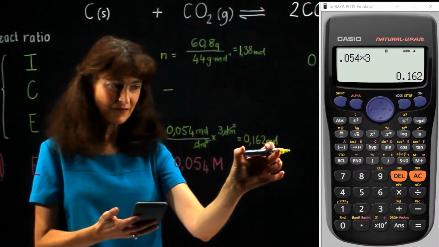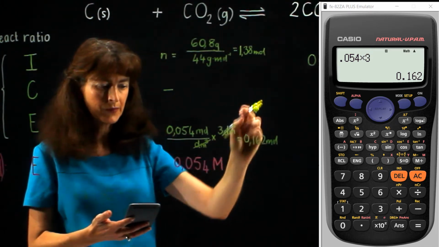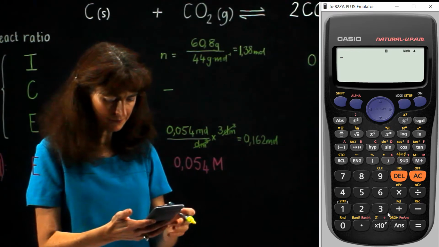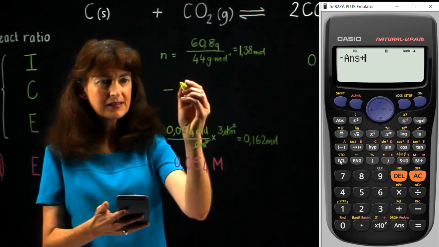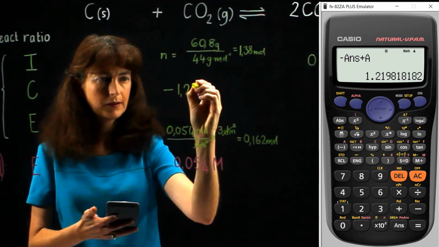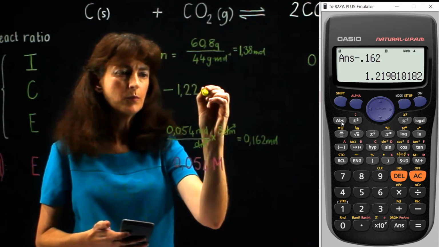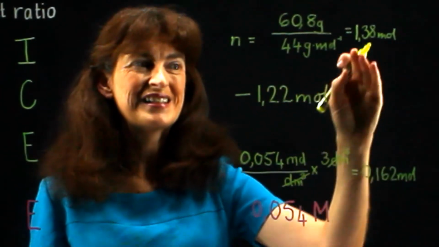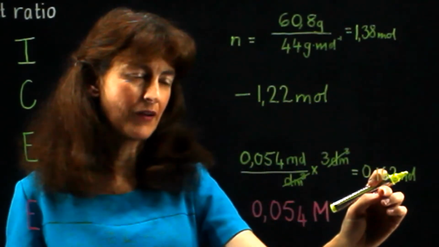So we still have this value on our calculator, and this one we have stored in memory. So we say that, change sign answer, plus recall A. And it gives us 1,219, let's write 1,22, but let's keep it on our calculator, moles. And you can check that minus 1,22 does indeed equal that value there.